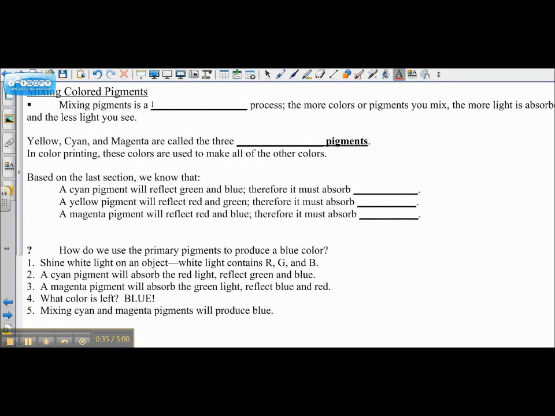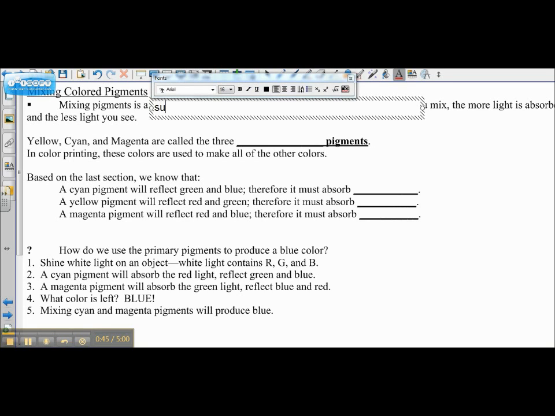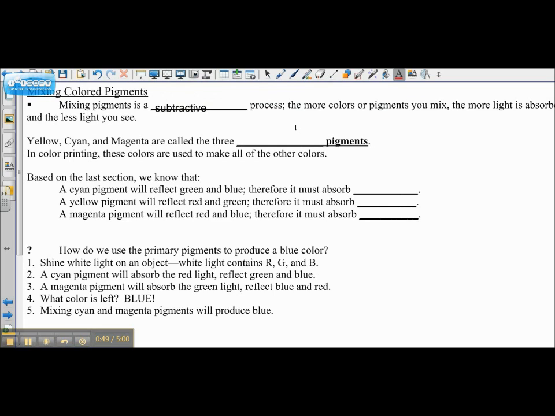Mixing pigments is the opposite of mixing light. Pigment is paint, basically. It's color that you put on an object to reflect. This is a subtractive process, which means we're going to subtract colors out. The more colors you mix, the more is absorbed, and so the less you see.